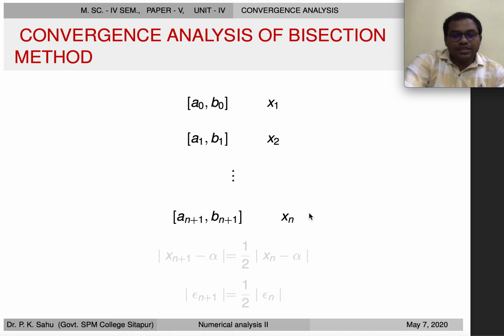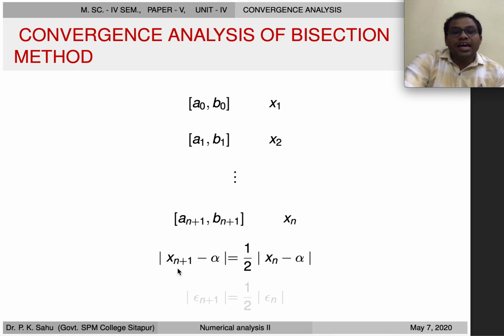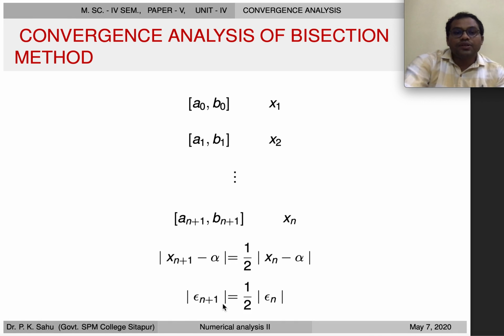Now at every step, the interval that encloses the root of the equation is such that its length is half of the length of the interval in the previous step. Therefore we say that for the root alpha, the absolute difference between the n plus 1th approximation and alpha is half of the absolute value of xn minus alpha. Or, as we know from error analysis, we can say the error at the n plus 1th approximation is half of the error at the nth approximation.